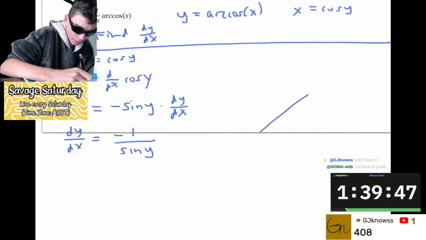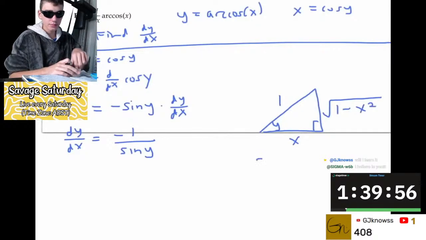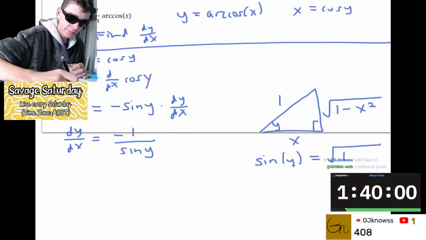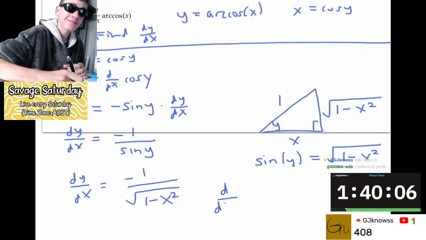As before, I can draw and label a right triangle. The angle is y, and now I know that x is cosine of y, so I'm going to put x on the adjacent side and 1 on the hypotenuse, leaving the square root of 1 minus x squared on the opposite side, which means that sine of y, which is opposite over hypotenuse, is equal to the square root of 1 minus x squared. And so dy dx is going to be negative 1 over the square root of 1 minus x squared, and I have my formula for the derivative of arc cosine of x.